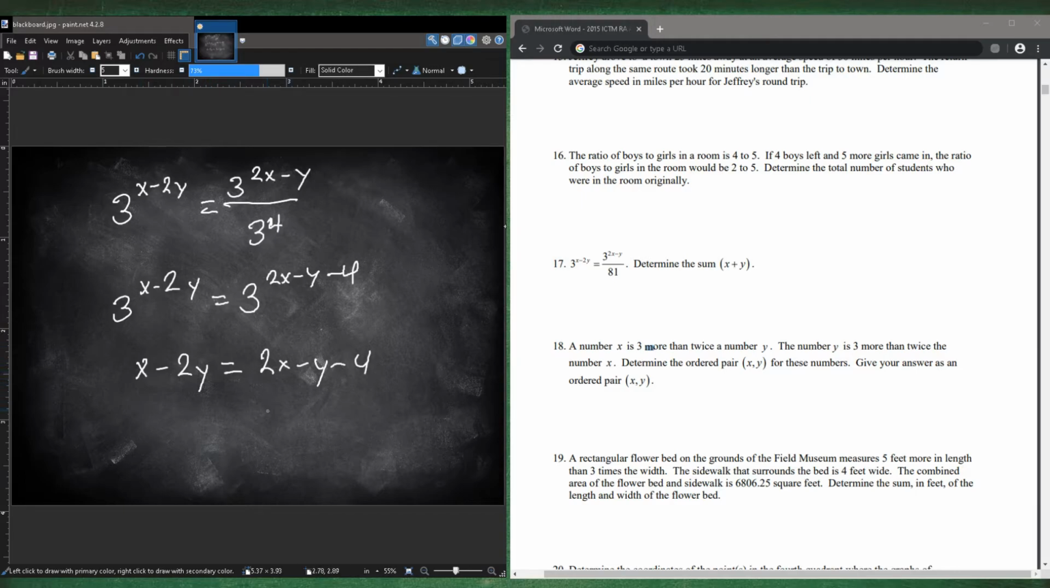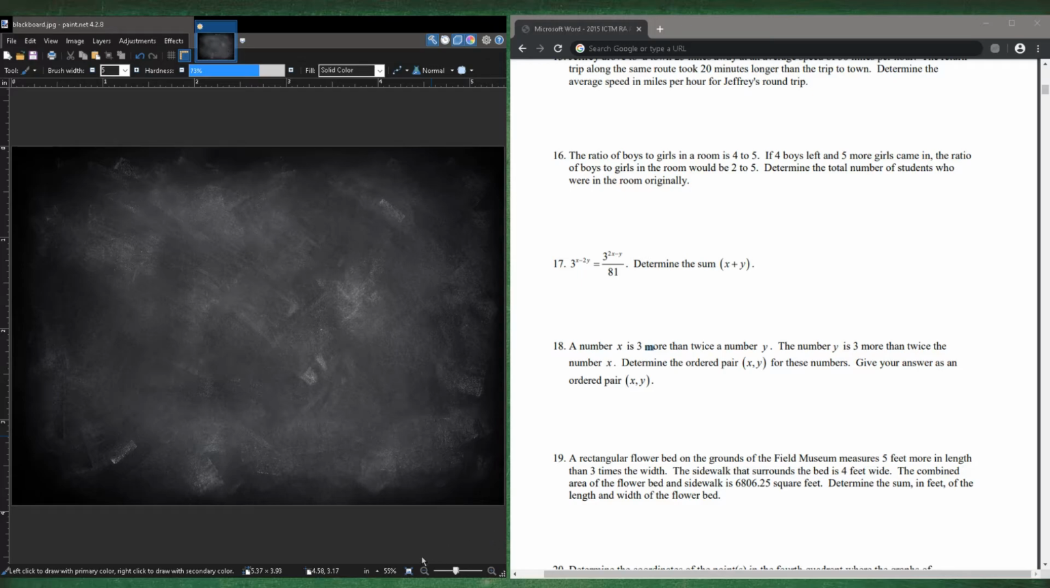So minus x from here, then plus 2x here, so plus 4. Then move the 4 to the other side. So that means our x plus y is equal to 4. So our sum is just equal to 4. So that's 17. And that's basically it.